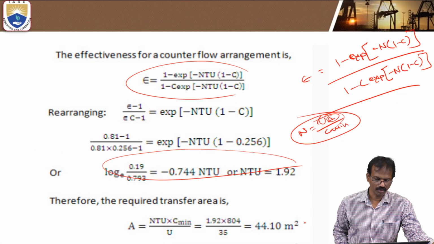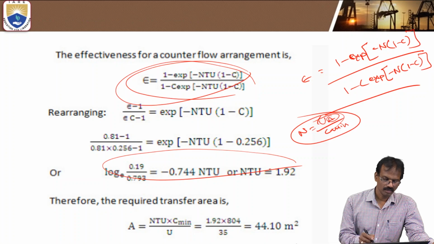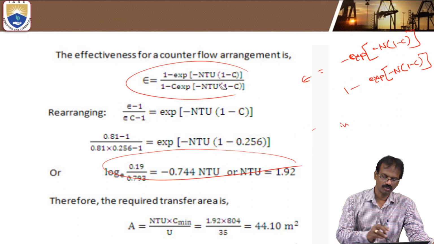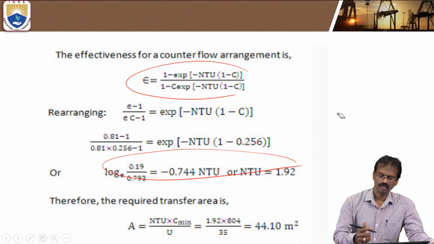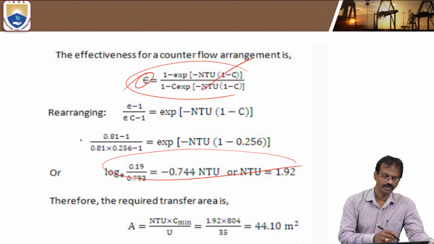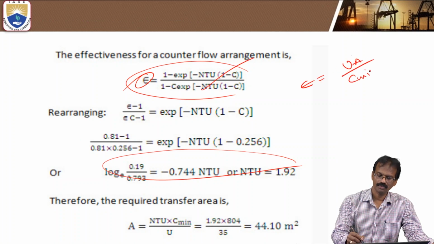So if you know that effectiveness formula, then by using this formula, what is that formula? So no need of this one also. If you know this effectiveness, then you can find out the area. Area is equal to, by using this one, you can find out the effectiveness. Effectiveness is equal to UA by C minimum. But NTU is the UA by C minimum.